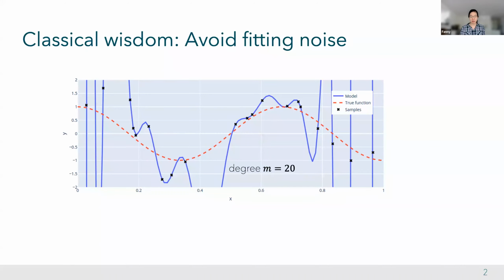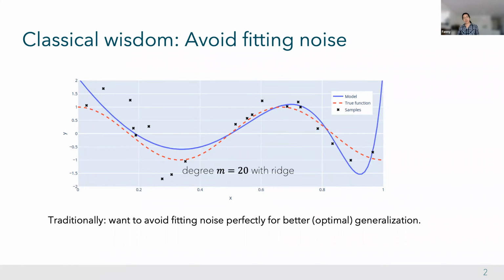So in order to get closer to the red curve, or to generalize well, what you need to do is regularize and avoid fitting this noise. Here you're adding a ridge penalty, and what you get is a function that is much closer to the red line, but is not fitting the black crosses perfectly. This allows for better generalization, or in some cases even optimal. So this is the classical story: avoid fitting noise.